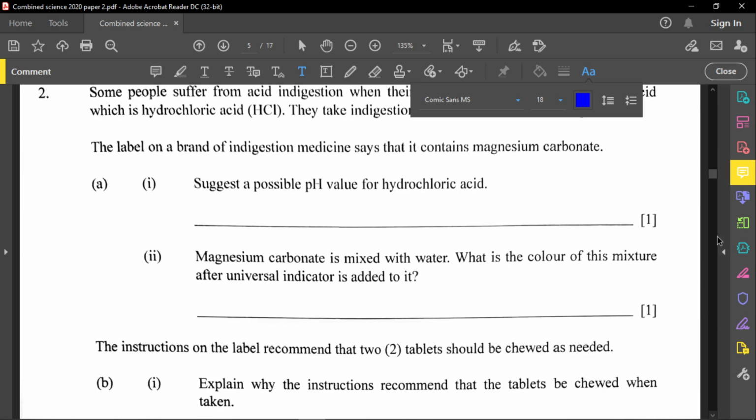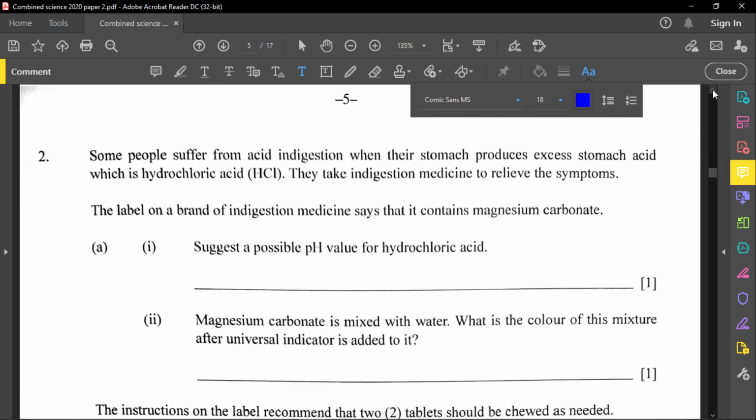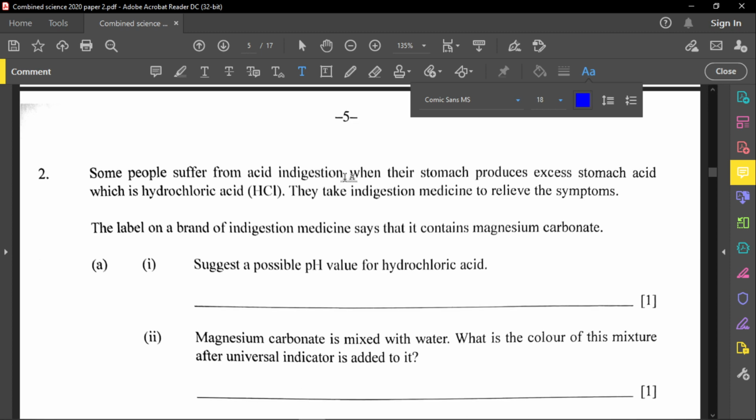All right, so this one says, let's go back a little bit more. It said that some people suffer from acid indigestion when their stomach produces excess stomach acid, which is hydrochloric acid. It said they take indigestion medication or medicine to relieve the symptom. It said the label on a brand of indigestion medicine says that it contains magnesium carbonate, suggest a possible pH for hydrochloric acid. So hydrochloric acid is roughly about pH 3. Okay, so this is about pH 3 for hydrochloric acid.